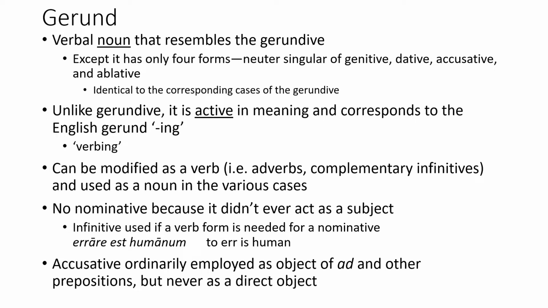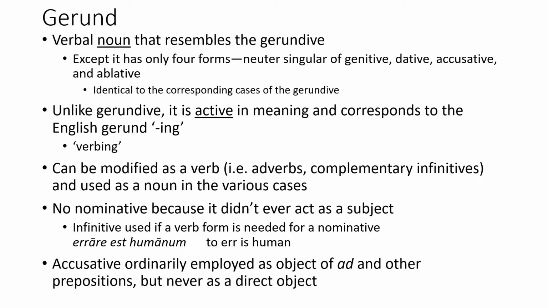The gerundive is related to the gerund, which is a verbal noun. It looks exactly like the gerundive, except there is one big difference. It only has 4 forms: the neuter singular genitive, dative, accusative, and ablative. Unlike the gerundive, the gerund is active in meaning and corresponds to the English gerund -ing. Its cookie-cutter translation is "verbing," but as a noun, not an adjective.